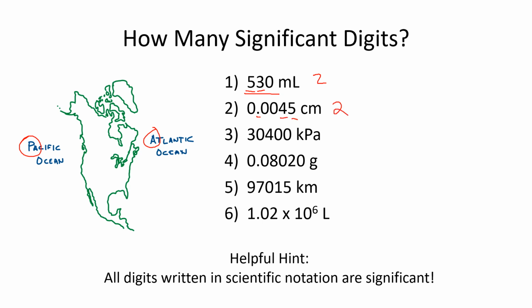Next one, decimal is absent. 1, 2, 3 significant digits. Next one, decimal's present. 1, 2, 3, 4 significant digits. Oh my goodness, it's going up. Decimal's absent. Start from over here. 1, 2, 3, 4, 5 significant digits. And the last one goes with the hint at the bottom. Anything written in scientific notation, all the digits are significant. But not these ones. That's the power thing. All the values, 1, 2, 3 there. Those are the significant values.